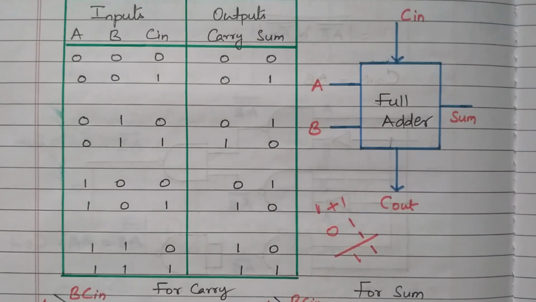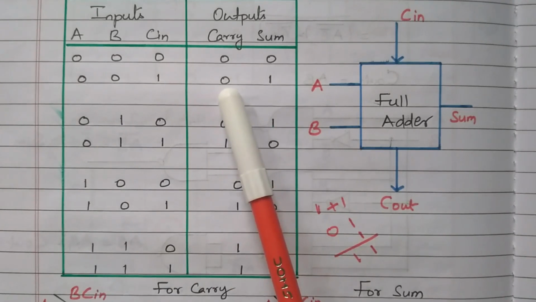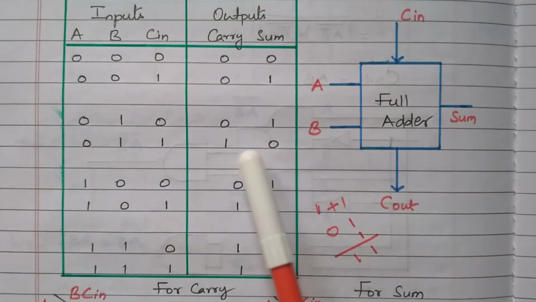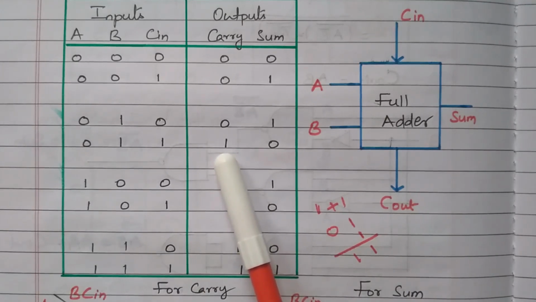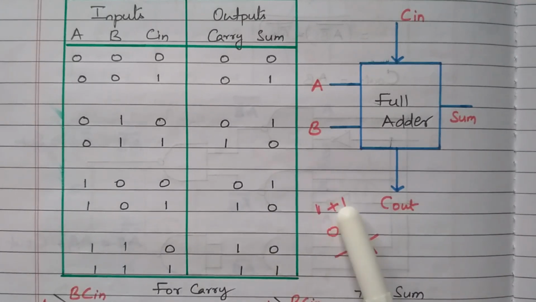So it is very clear, if only 1 one is available, the sum is 1 and carry is not generated. If 2 ones are available, the sum is 0 and carry is generated. That should be added with the next digit. If all 3 are 1, then 1 plus 1, the sum is 0, carry is 1.